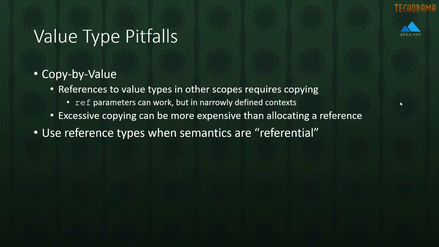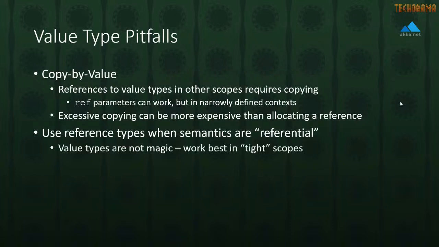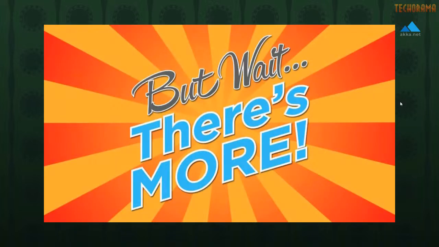So we shouldn't try to make everything magically into structs. They're not a silver bullet. We should use reference types when the semantics are actually referential. And on top of that, we just want to be mindful of what the right tool for the job is. However, here's where things get tricky. This will set me up for my next topic I want to get into.